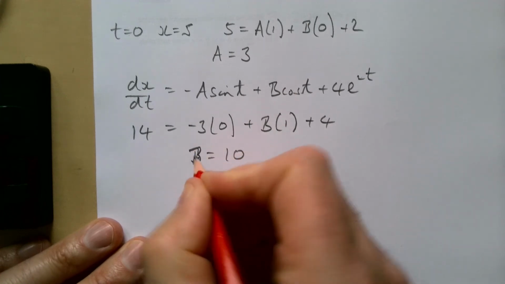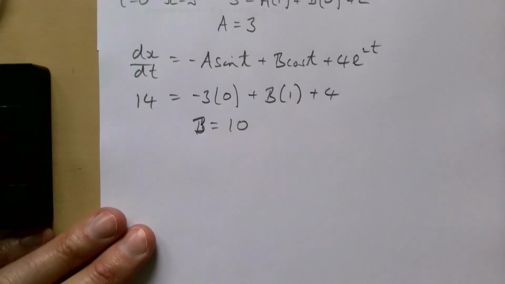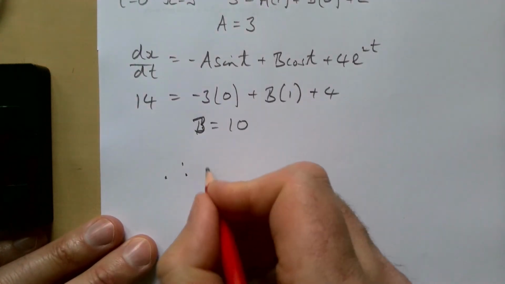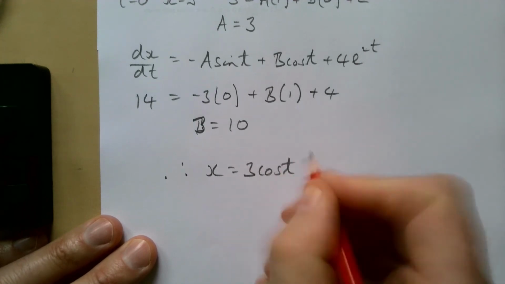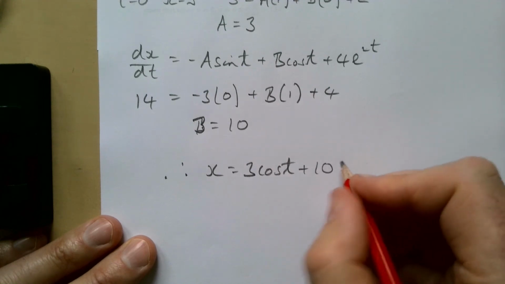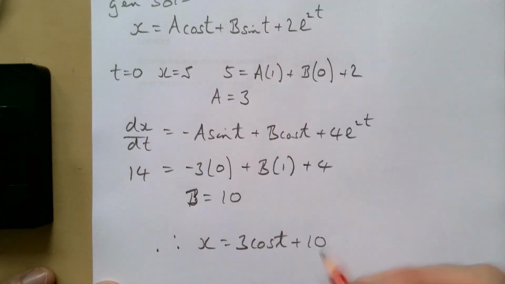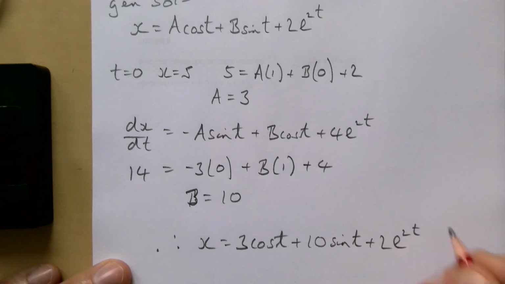That means our value of b equals 10. That's a terrible looking b, and we have that. Therefore our particular solution at the very end after all of this, we have x equals 3 cos t plus 10 sine t plus 2e to the 2t. See if you can see where we're getting this from. We're getting it up here.